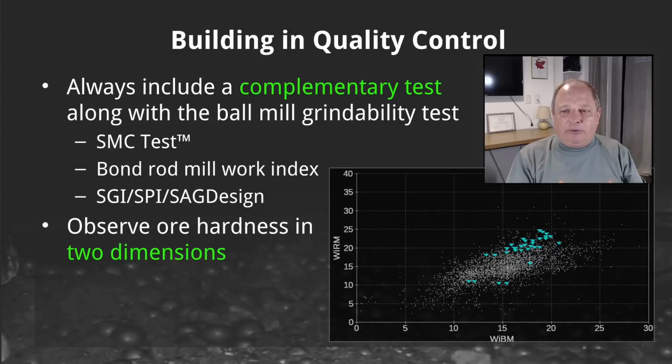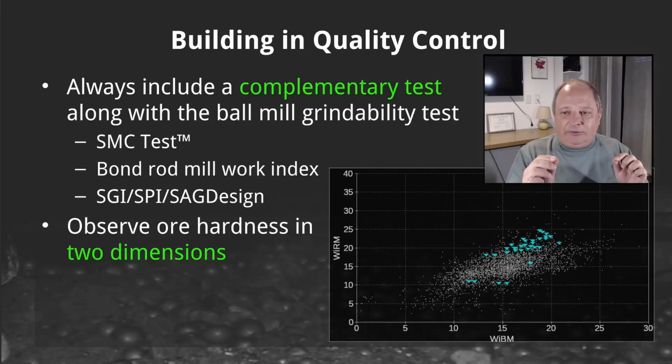Another form of quality control that should be part of every test program, always collect a complementary test. So an example of a complementary test is the SMC test, which is a type of drop weight test. My particular favorite complementary test is the bond rod mill work index test. You can use SPI, you can use SAG design. There's a whole bunch of other tests you can use here. But the key is to observe what the ore hardness is in 2 dimensions. So in the chart here, I've got on the vertical the bond rod mill work index. On the horizontal is the bond ball mill work index.